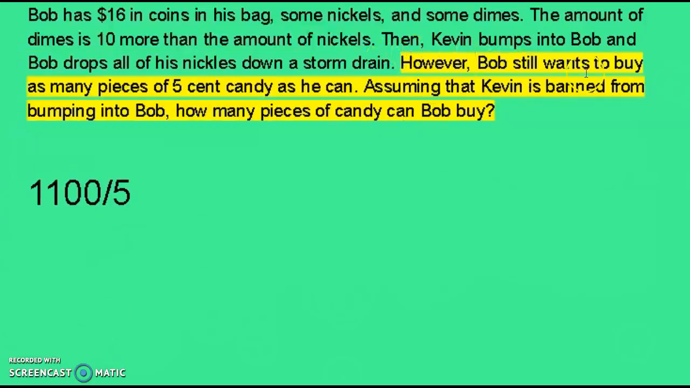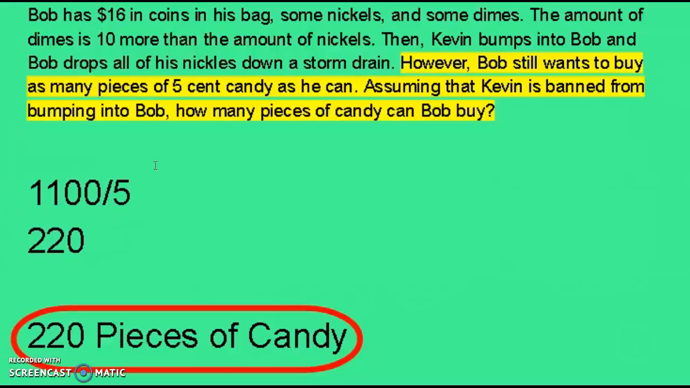So Bob still wants to buy as many pieces of 5-cent candy as he can, and assuming that Kevin is banned from bumping into Bob, how many pieces of candy can Bob buy? So Bob's new amount of money after Kevin bumped into him is now 1,100 cents, and we're going to divide that by 5 because each piece of candy costs 5 cents, and we get 220. And because Kevin is banned from bumping into Bob, there is no change. Nothing can change. So our answer is 220 pieces of candy. That's the amount of candy that Bob could buy.